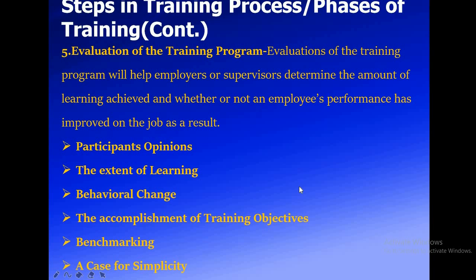The fifth step will be evaluation of the training program. One way to make sure that the training program is accomplishing its goal is by using an evaluation of the training by both the trainees and the instructors. Training should have as one of its crucial components a method of measuring the effectiveness of the training. Evaluation of the training program will help employers or supervisors determine the amount of learning achieved and whether or not an employee's performance has improved on the job as a result.